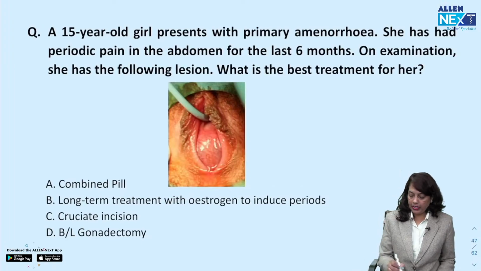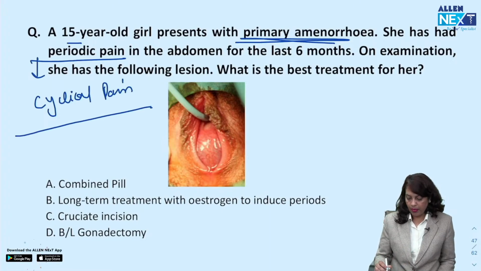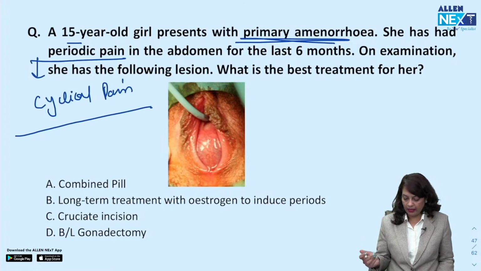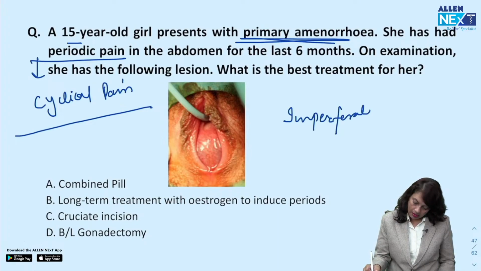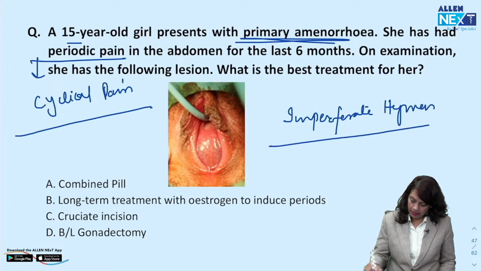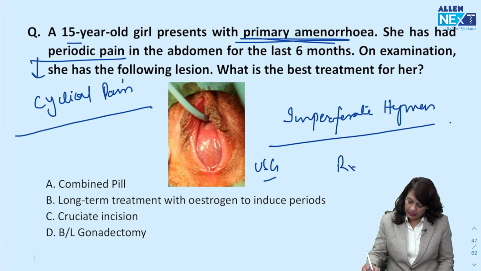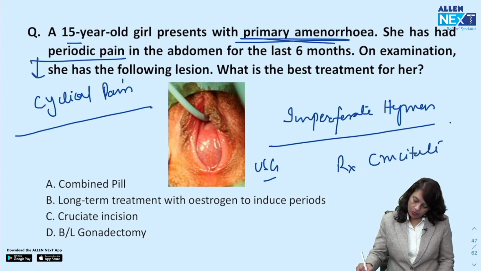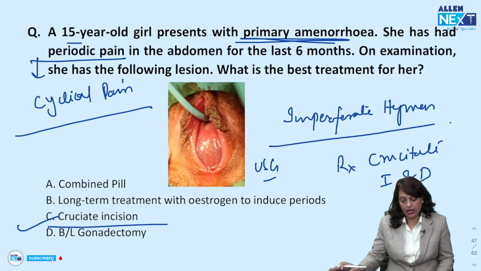Next, a 15-year-old female presented with primary amenorrhea. She has periodic pain, meaning cyclical abdominal pain for the last 6 months, but she has not been bleeding. And what is this image showing? This image is showing imperforate hymen. So you have to get an ultrasound done because there may be any genitourinary anomalies. And finally the treatment is cruciate incision and drainage. So cruciate incision and drainage is the correct answer.